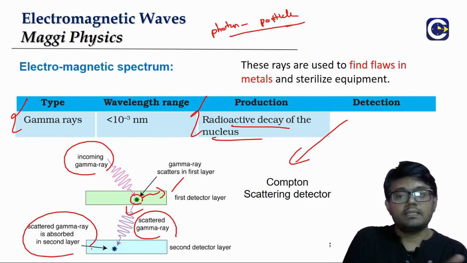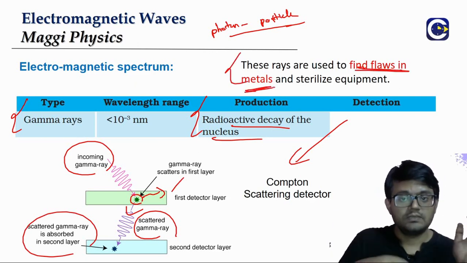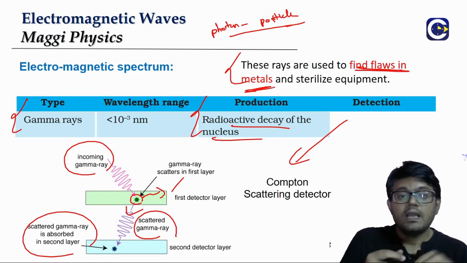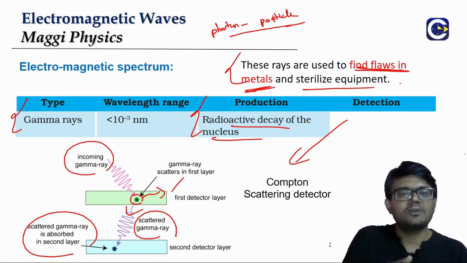Among their applications, they are used for finding flaws in metal. Okay, we call these defects, and for that we use gamma rays. Similarly, for sterilizing equipment, like medical equipment, we can use gamma rays.